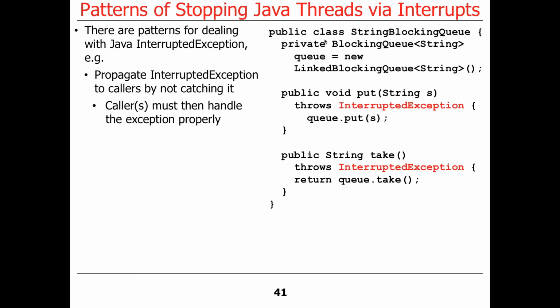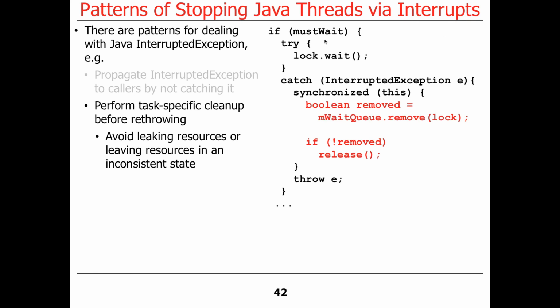Deal with the problem by not dealing with it. You just say, okay, it's deliberately somebody else's problem. Another thing to do is to perform some kind of task-specific cleanup and then rethrow the exception. So you can see here's a snippet of code, and we're doing a check, we're waiting.